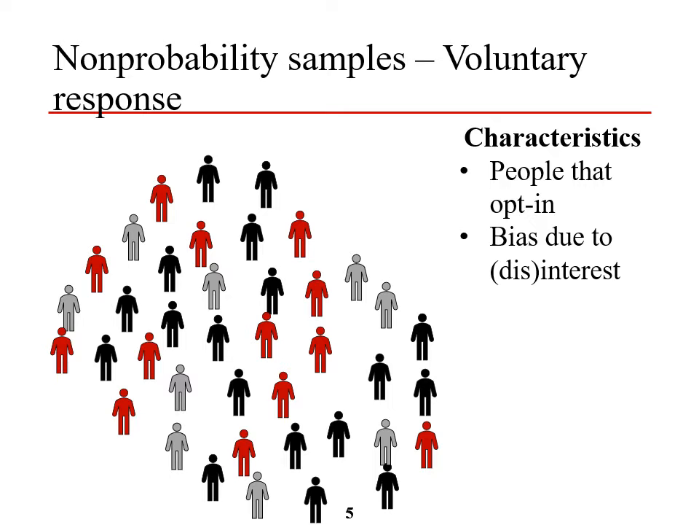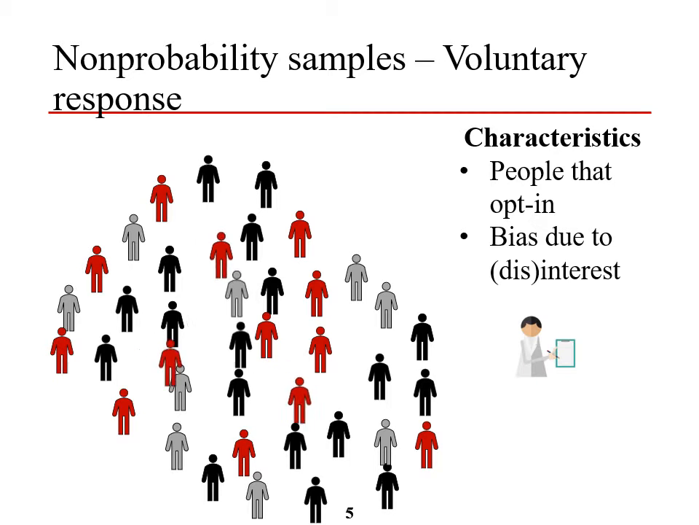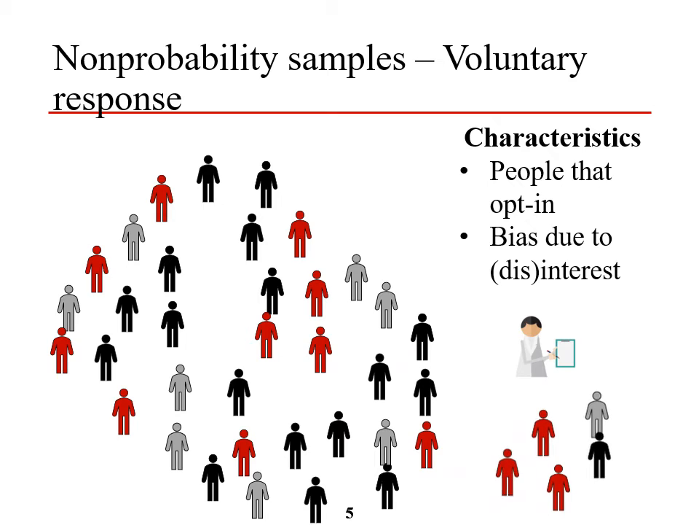Voluntary response can be efficient because we typically do this with panel data. With the voluntary response, of course, you can see here there's more red in this sample, and that's because there's some type of characteristic that makes those in that red subgroup more interested in this type of survey or research that's being conducted.